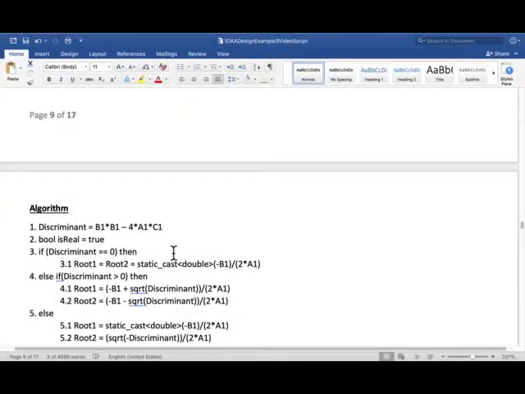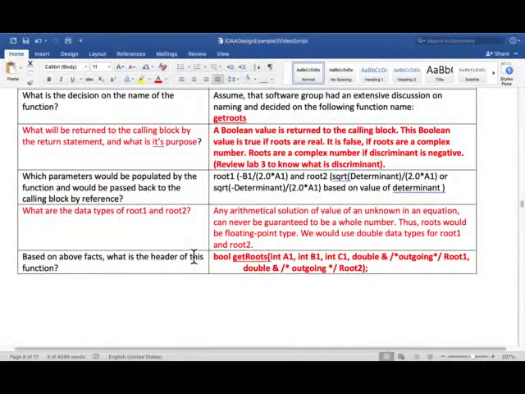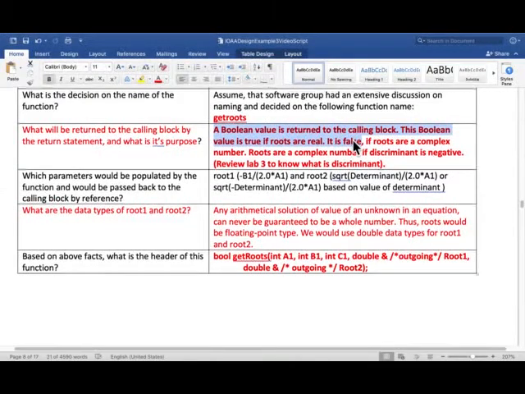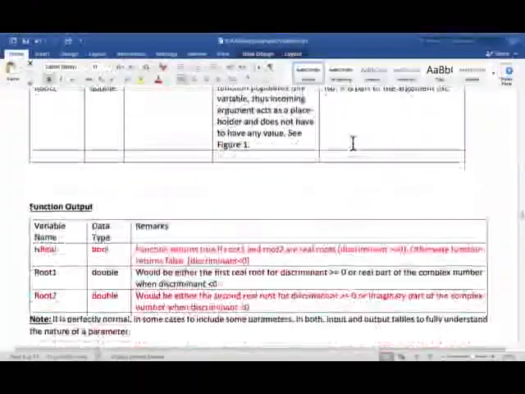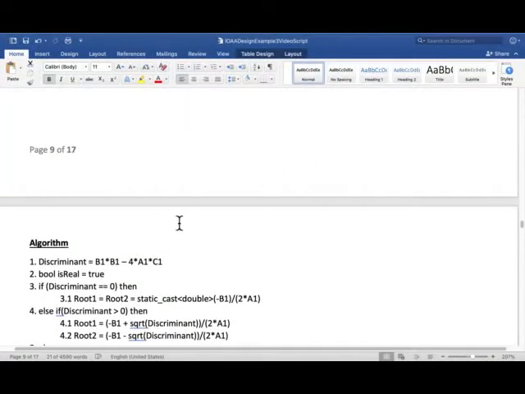And I have to return from the function based on the requirement I mentioned earlier. This one, a Boolean value must be returned. So I set is real to true. If discriminant is equals 0, then my root 1 and root 2 are same, given by this expression.